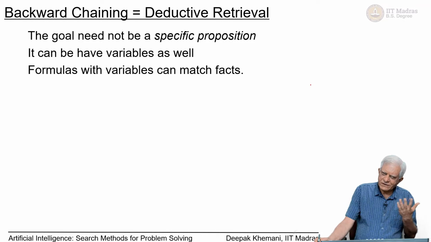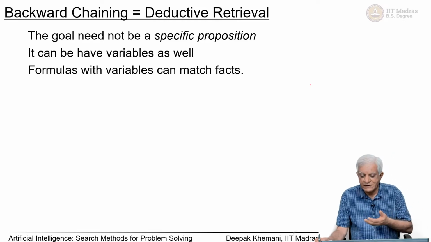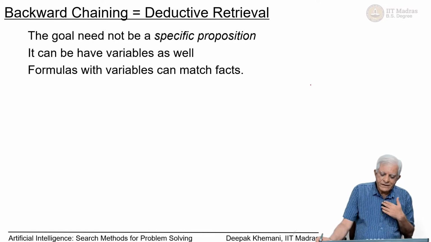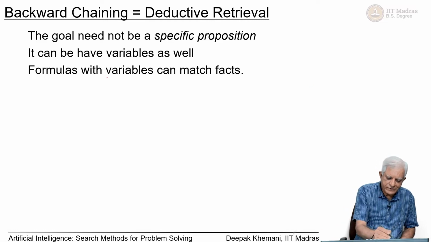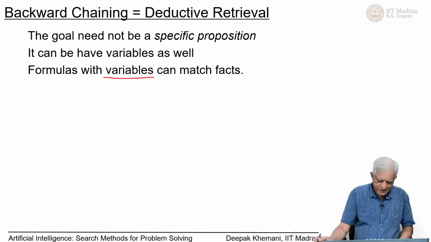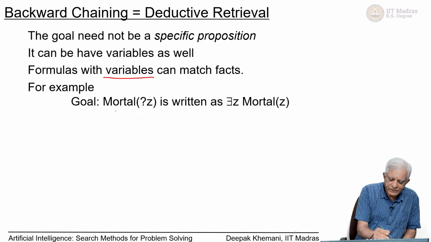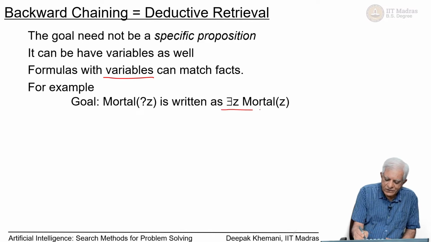So, instead of saying show that Socrates is mortal, we can even ask a query, as we will see, is there someone who is mortal essentially. And then deductive retrieval will first try to show that this sentence is true, and then also give you a value for that someone. So, the goal need not be a specific proposition, it can have variables, formulas with variables, and that is because variables can match. Right. So, for example, this is the goal there.